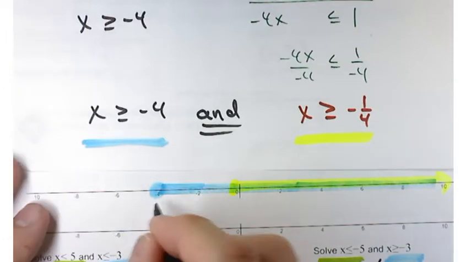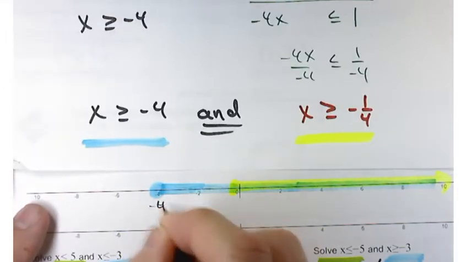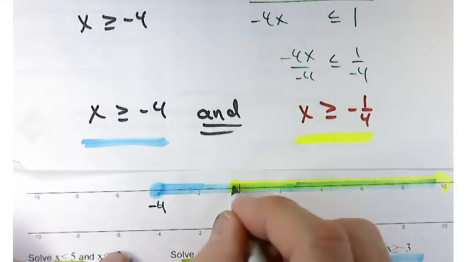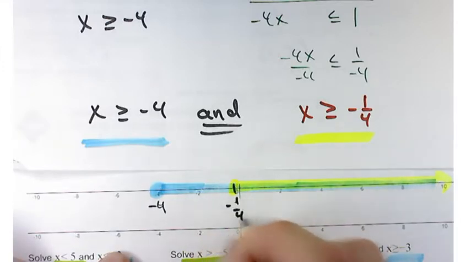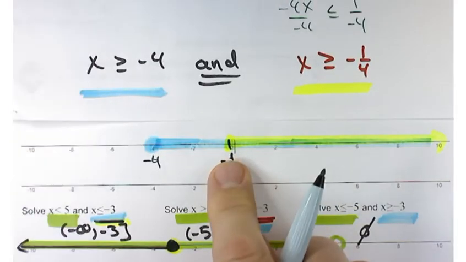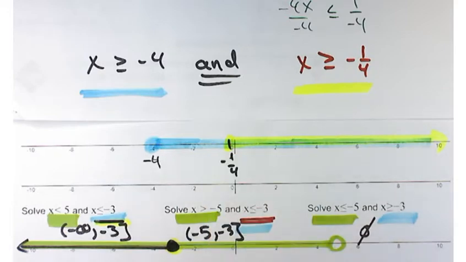So we've got negative 4 and negative 1/4. Where do they overlap? If you had to describe where they overlap, where they intersect, what would it be? Yeah. Greater than negative 1/4? Could it equal negative 1/4? Do they overlap at negative 1/4? Should I use a bracket there?